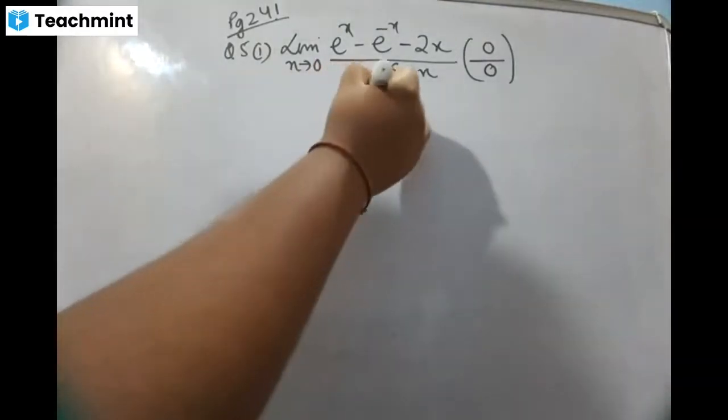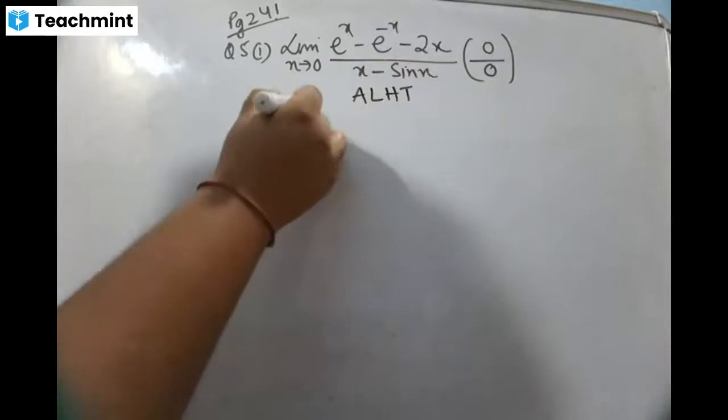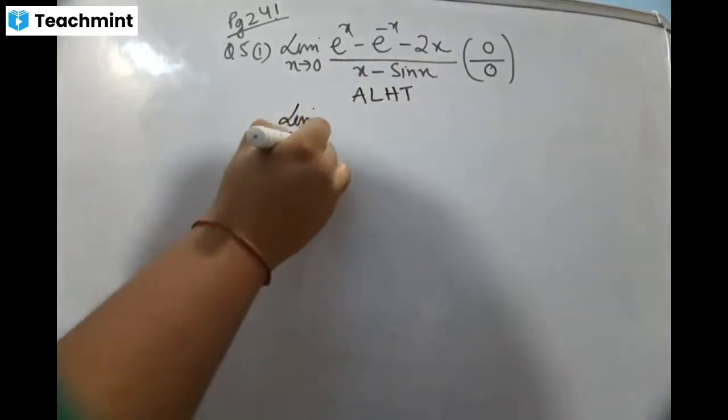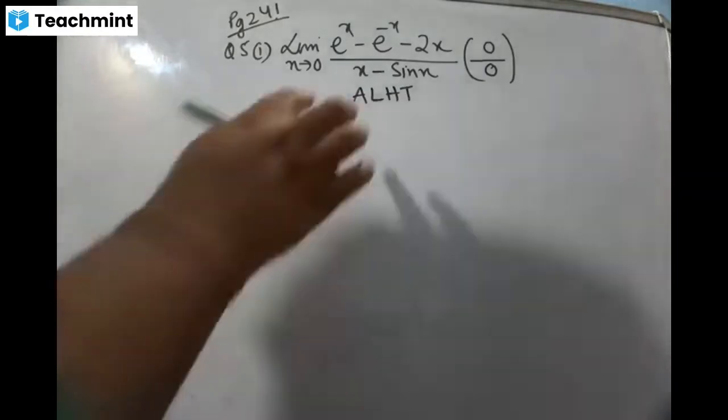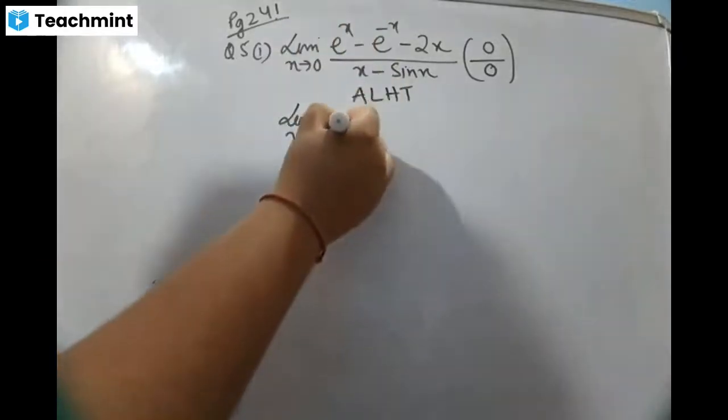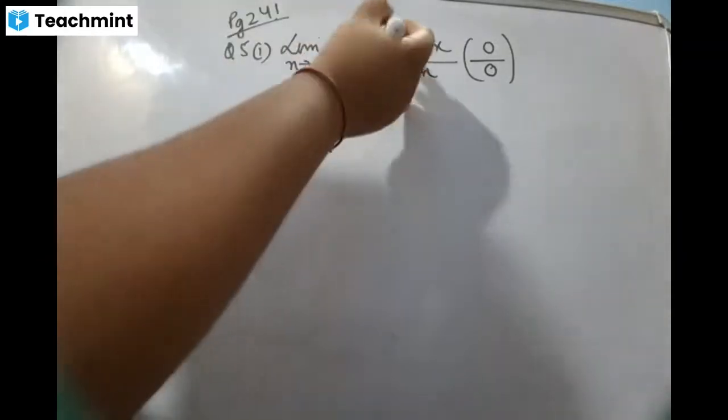So we apply L'Hospital's theorem. So what do you get? Limit x tends to 0. Now differentiate the numerator and the denominator individually. So what is the derivative of e to the power x? Everyone knows, e to the power x. Now this is minus x.